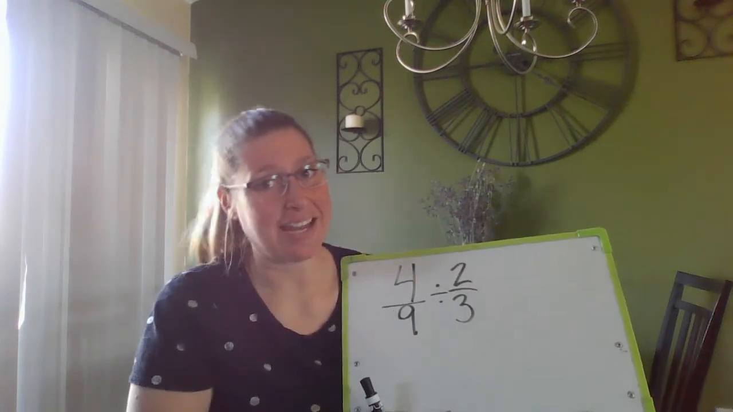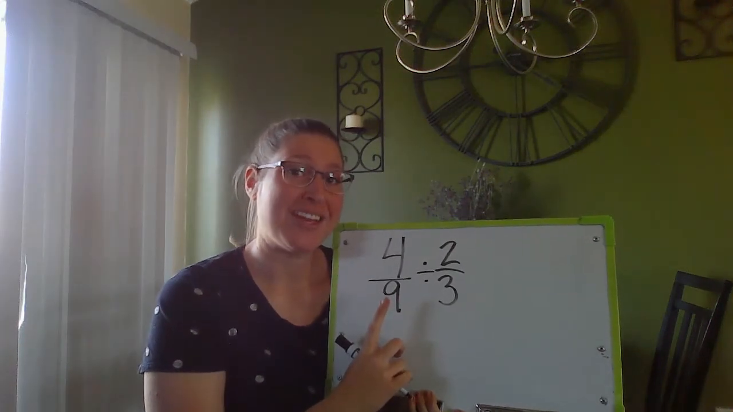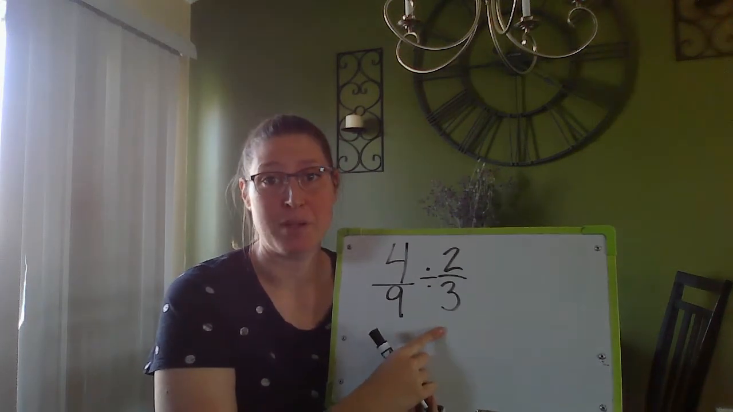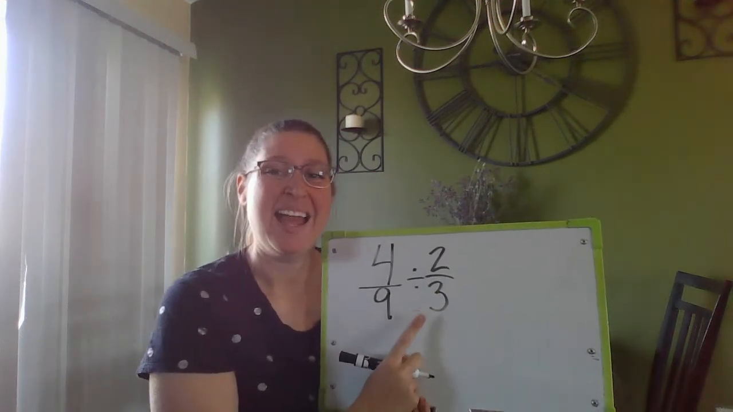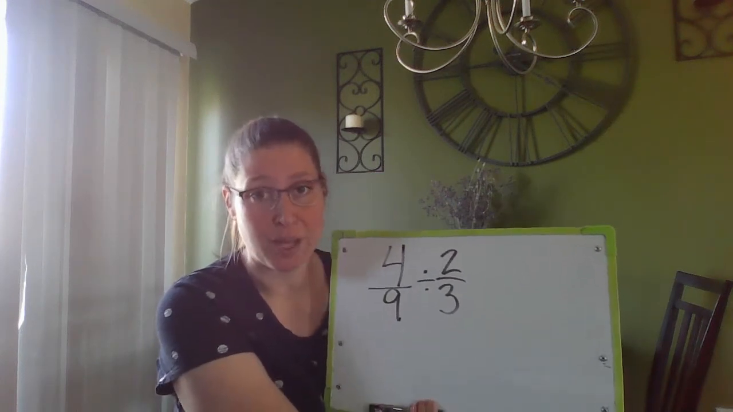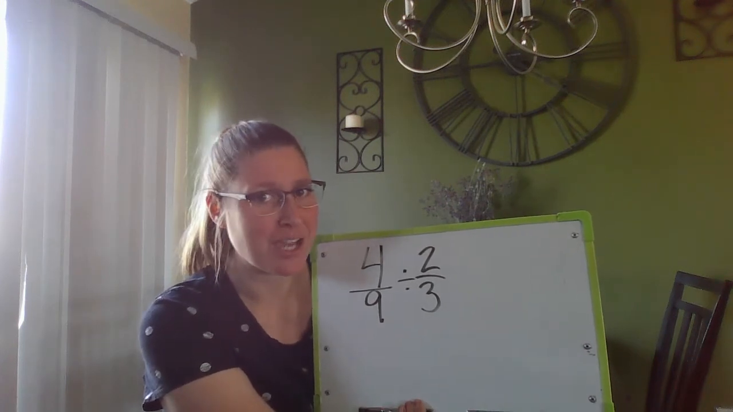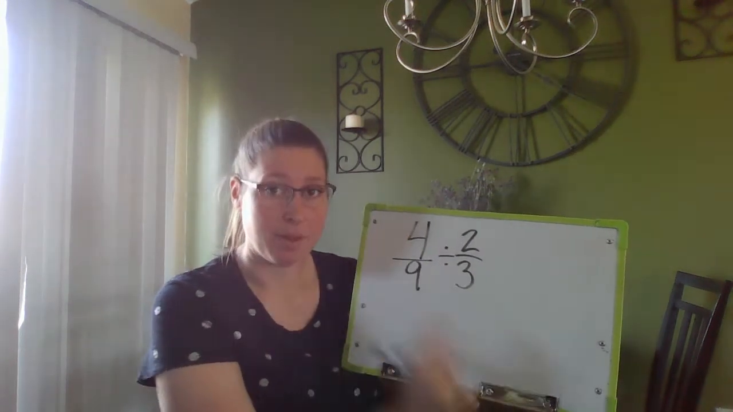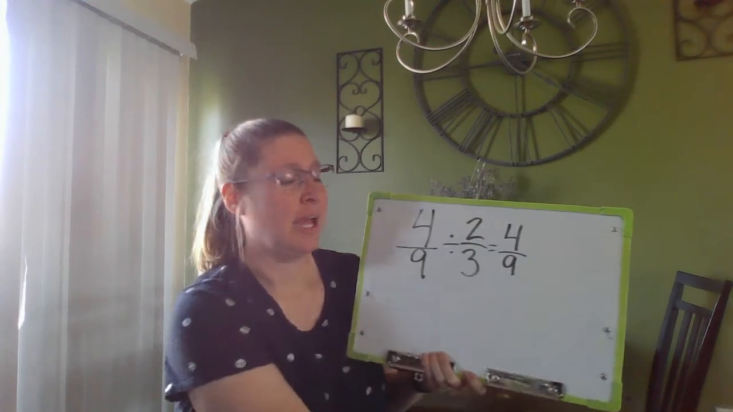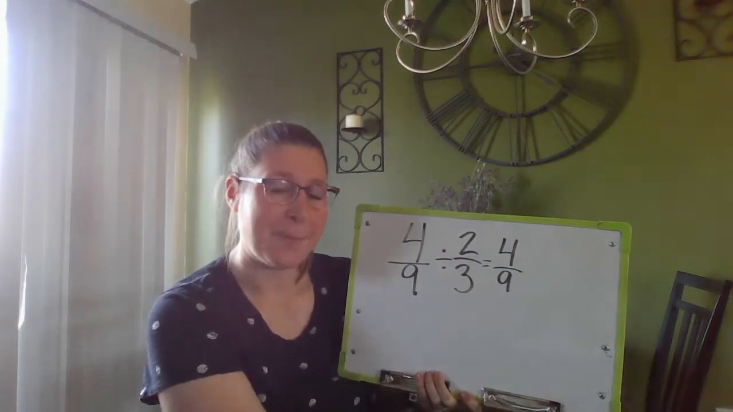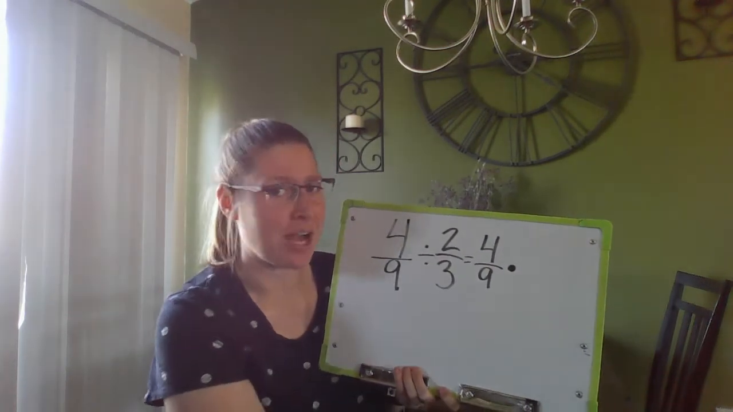There is a trick that I teach my students to divide by a fraction. Here's a tip: keep, change, flip. So we have to find the reciprocal, or flip over the second fraction, to be able to multiply it across. We want to turn our division problem into a multiplication problem. So I'm going to keep my first fraction, 4/9. I'm going to change my sign to multiplication, and I'm going to flip my second fraction.